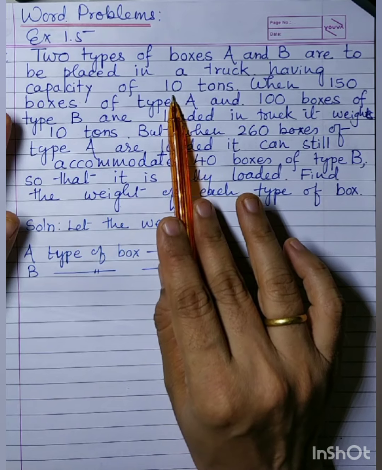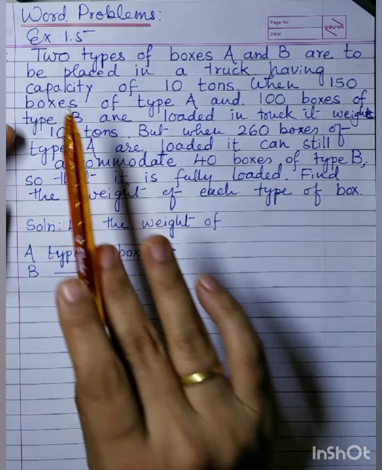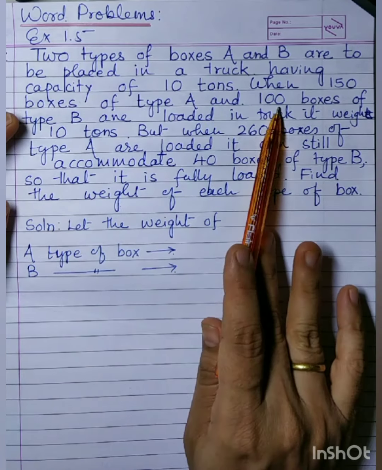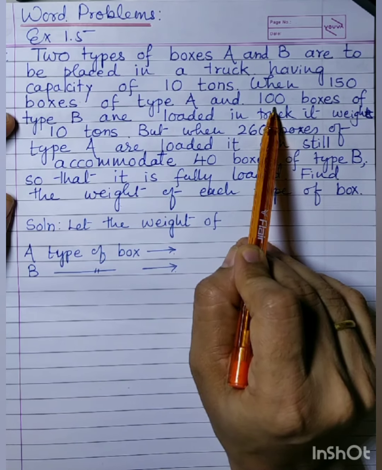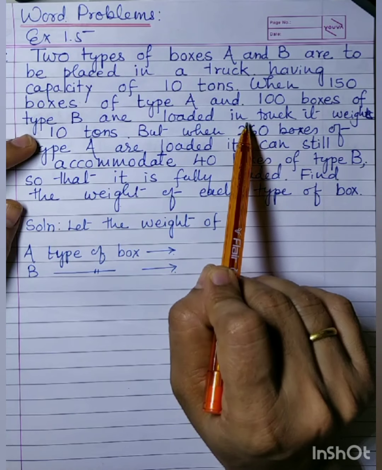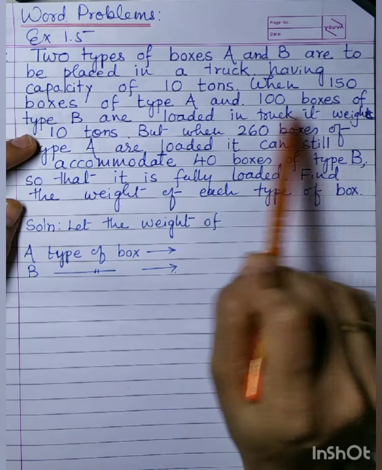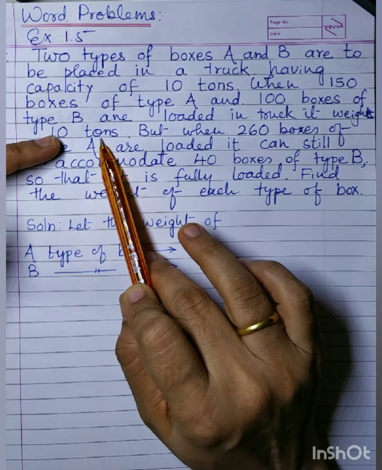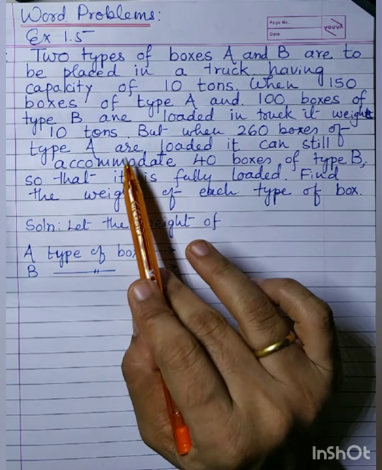Total capacity of the truck is 10 tons. And the first condition is telling you that when 150 boxes of type A and 100 boxes of type B are loaded, it weighs 10 tons. So this will give you equation 1. If you assume the weight of one box of A as x, you need to define its unit also, because together all these 150 boxes of A type and 100 boxes of B type are weighing 10 tons. So definitely the weight of the box is not going to be in tons, it will be in kilograms.